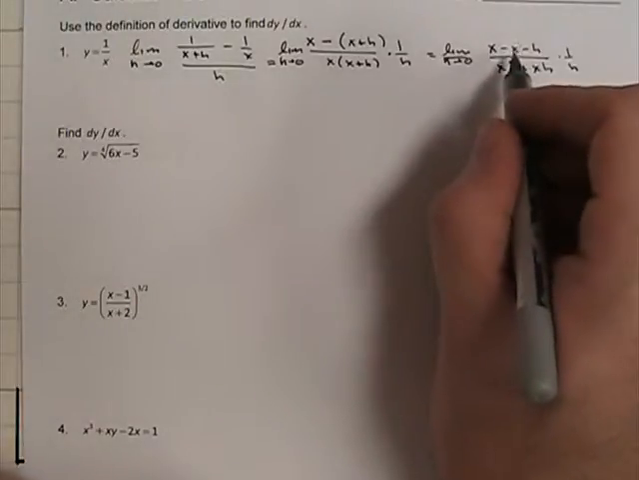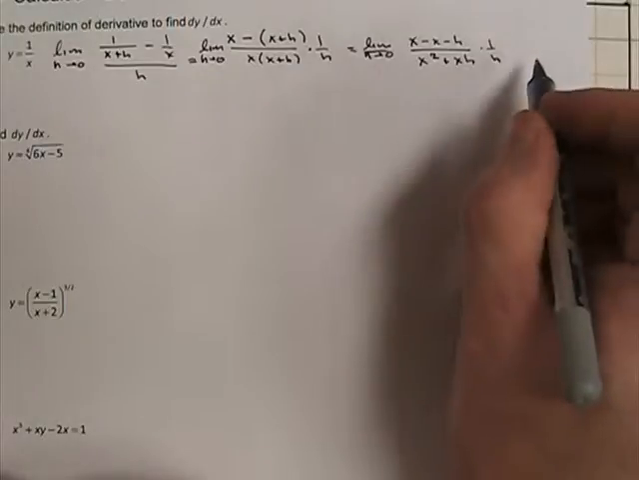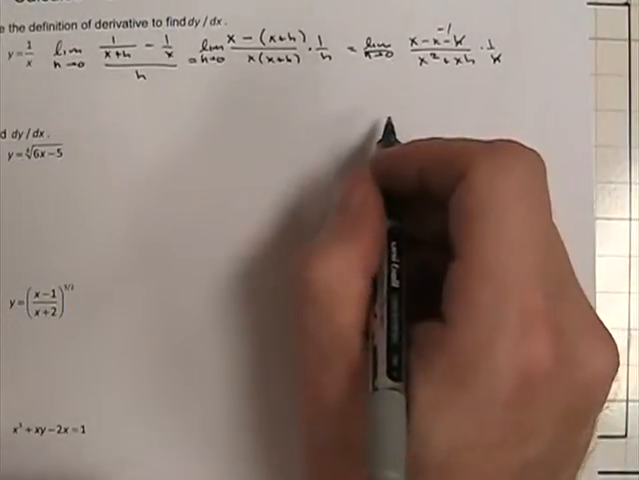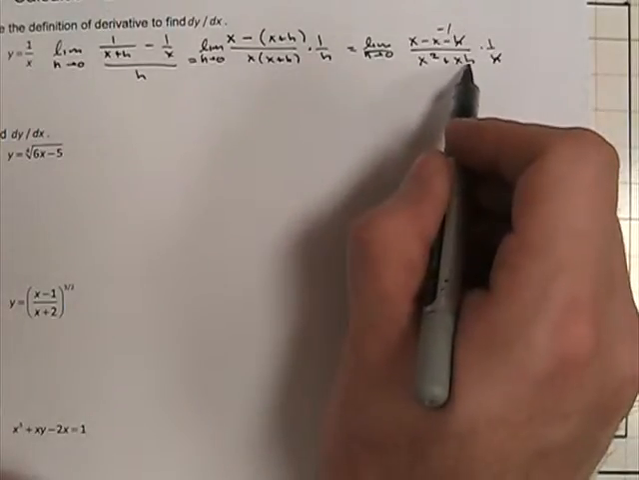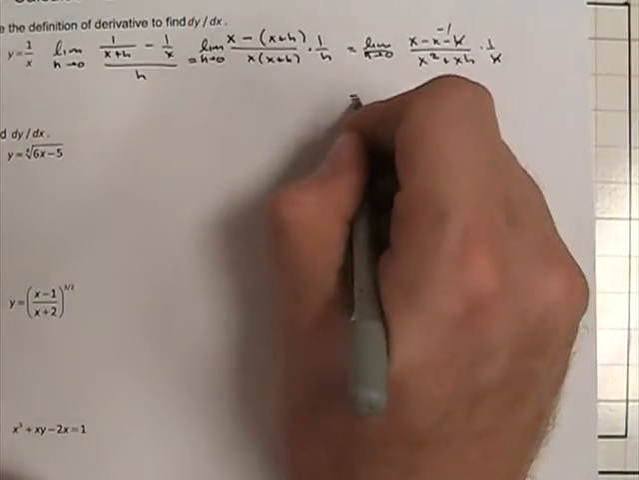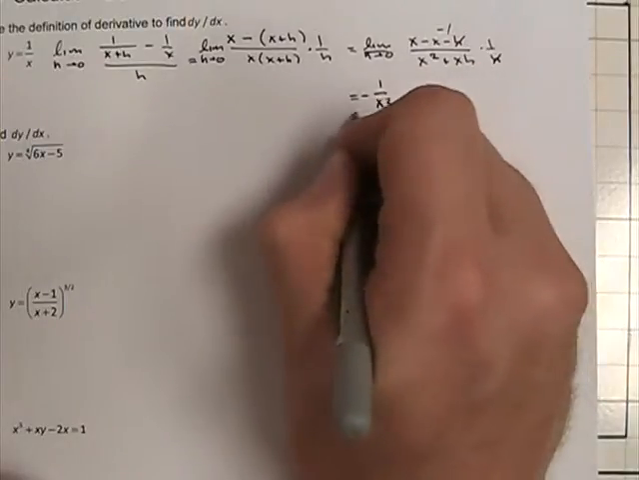x minus x is 0. You get negative h on the top. You can cancel those. That leaves you negative 1 on the top. And in the limit as h goes to 0, there's negative 1 on the top. This goes to 0. We're left with negative 1 over x squared. So the derivative is negative 1 over x squared.